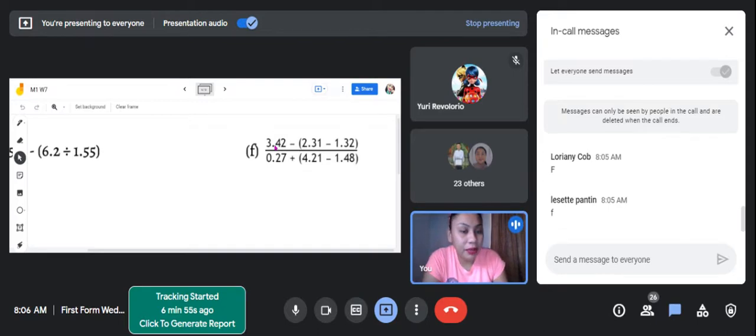Letter F reads as follows: 3.42 minus the difference of 2.31 and 1.32, and all of that is going to be divided by 0.27 plus the difference of 4.21 and 1.48. For us to solve this problem, we need to solve the top part first, then solve the bottom part, and then do the division. We're going to do the top part first, and the first thing to do in the top part is the brackets. You always want to remove the brackets first.